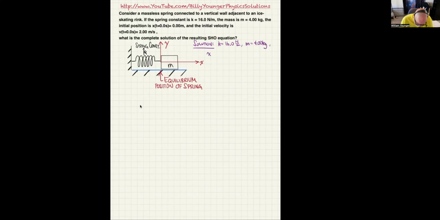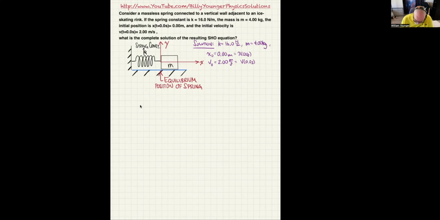We know that x0 is equal to 0.0 meters, but that x0 is also the same thing as x of 0.0 seconds. It's just easier to write it as x sub 0. And we also know that v sub 0 is equal to 2.00 meters per second, and that, of course, is v of 0.0 seconds again.